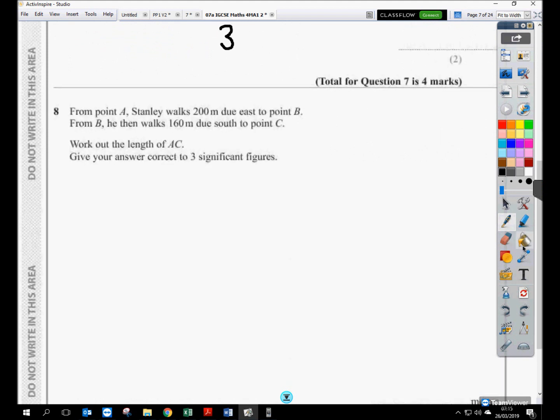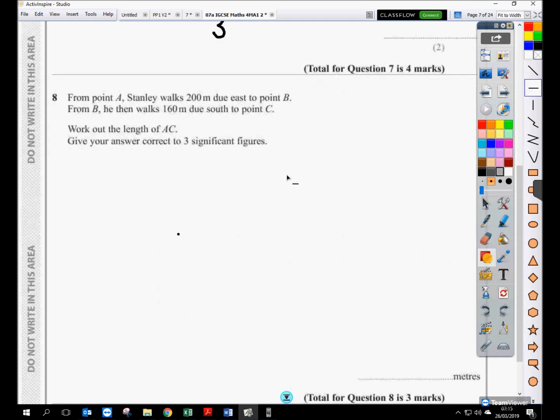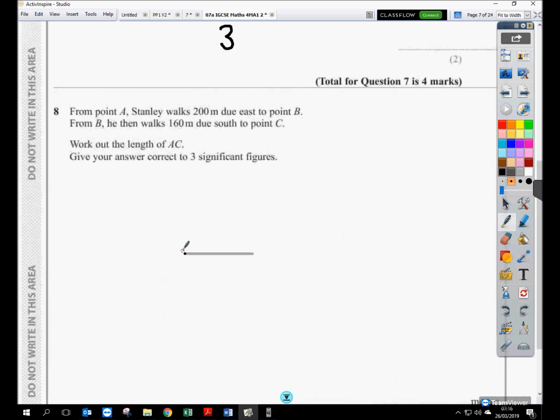Next, we'll draw a diagram to represent this one. From point A, Stanley walks 200 meters due east to point B. Due east. But from point B, so he's at A. At A goes to B, 200 meters.